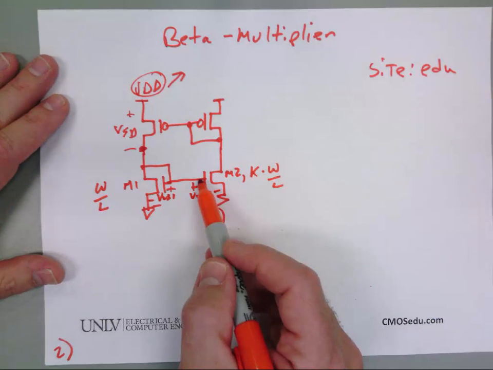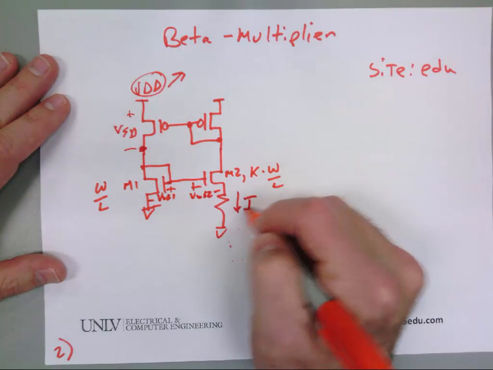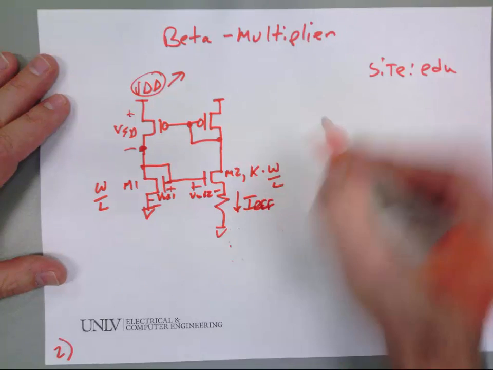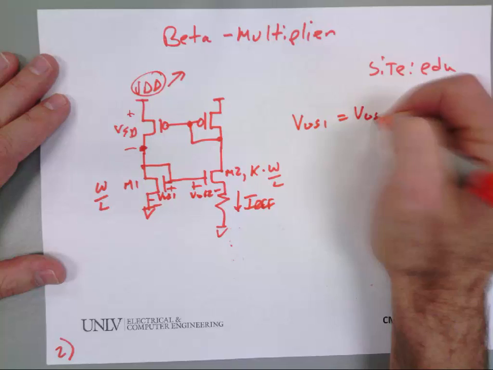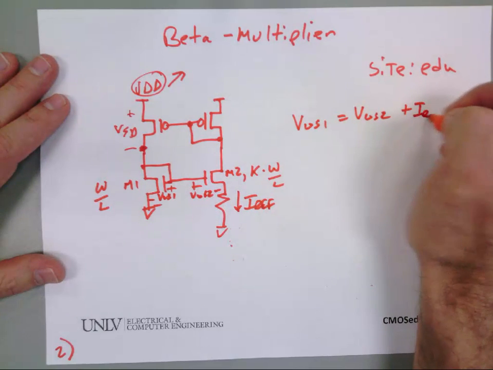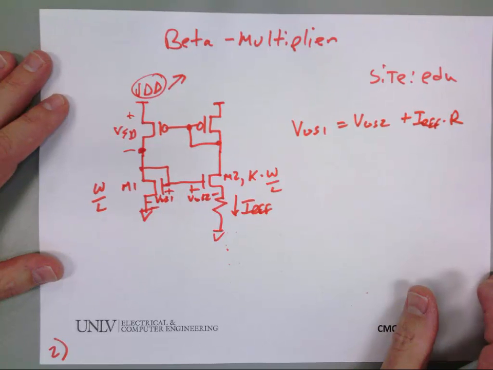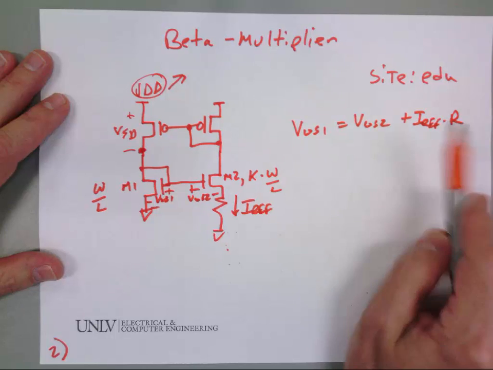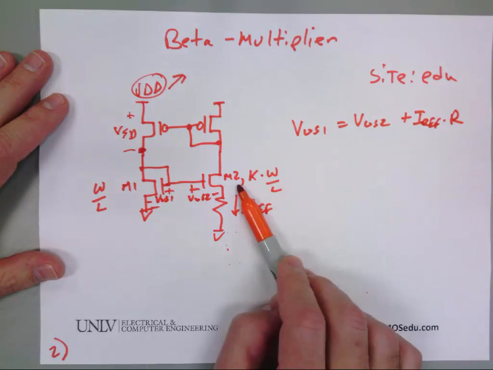Yeah, so that the voltage drop across here shrinks. And if I call the current through each side Iref, then I can write VGS1 equals VGS2 plus Iref times R. So if I have that, if I need to make VGS2 small, the way I make it small is I make it wide.